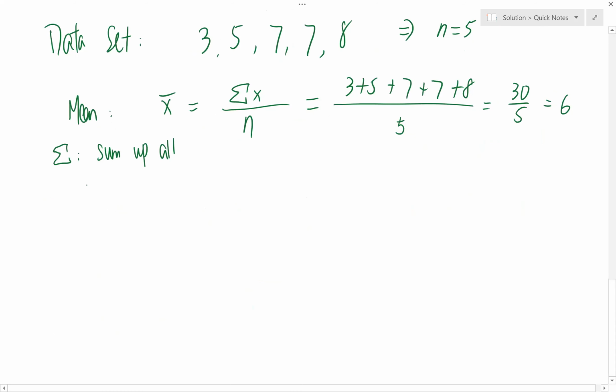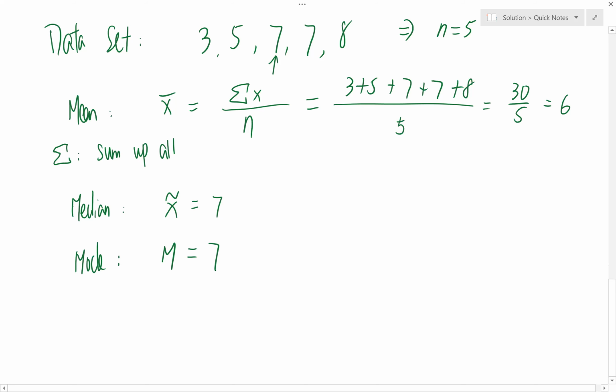And then the next thing is finding the median. Median is the middle value. We have an odd sample size, right? The sample size is odd, so the middle one is the median. Here for the median, we use x tilde, with the curly wave on top. So the median is 7. And then the mode, we use capital letter M to represent the mode. 7 appears twice, so the mode is 7.